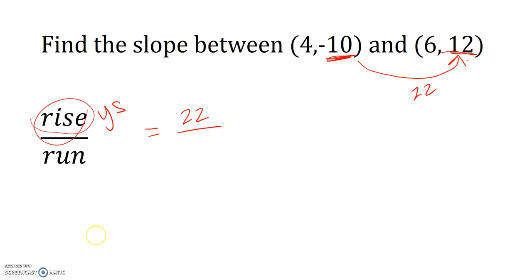And then my run, my horizontal movement, which would be my x values, I go from 4 to 6, so I'm going up 2. So if I have 22 over 2, that reduces to 11 over 1, or just 11.